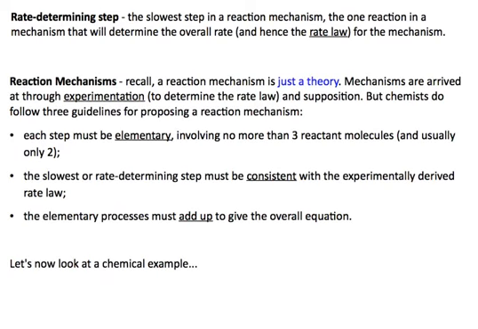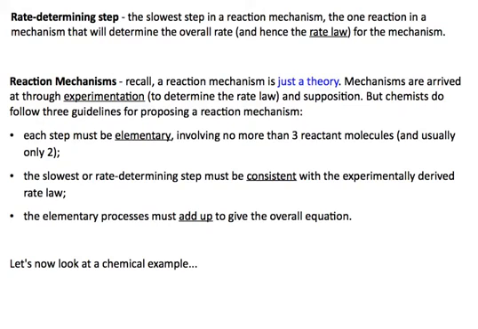Now, just a few things to remind you of. Reaction mechanisms are just a theory, so chemists spend quite a bit of time doing experiments, initial rate law work that we've already looked at, to determine the rate law. But they also use supposition. They also put together different elementary processes that might lead to a working mechanism. And so each step must be elementary in the reaction mechanism, involving no more than 3 reactant molecules, usually 1 or 2. 1 and 2 are certainly more likely than 3 in terms of molecularity.